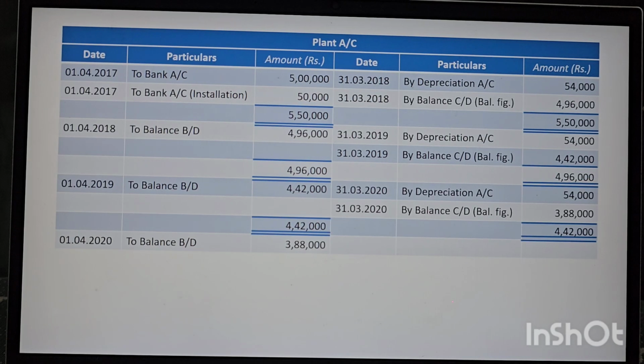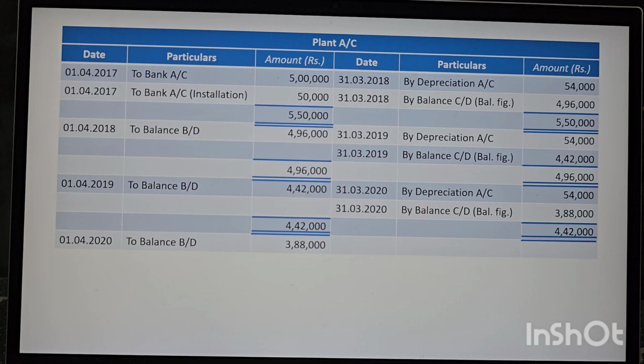If you go to the plant account, go to the debit side of the account. The debit side is nothing but the left hand side. We have purchased the asset for 5 lakhs and the installation for 50,000. So to bank account 5 lakhs and to installation charges 50,000. Both have been done on the very first date of 2017. That is the date, bank account 5 lakhs and bank account 50,000 being updated, and the total amount of 5,50,000 comes up as total.